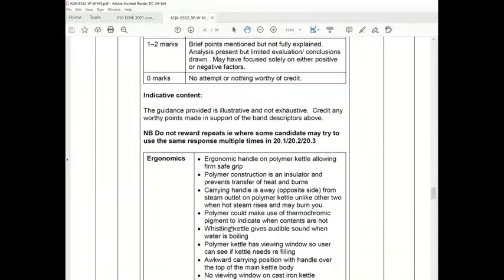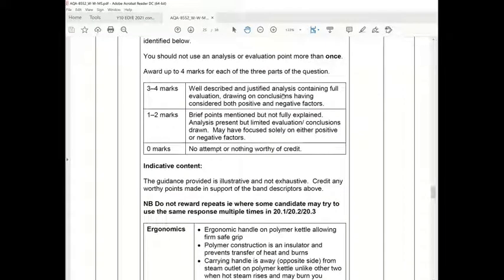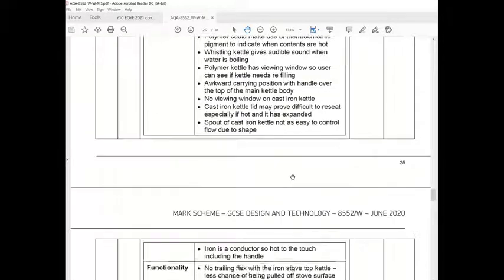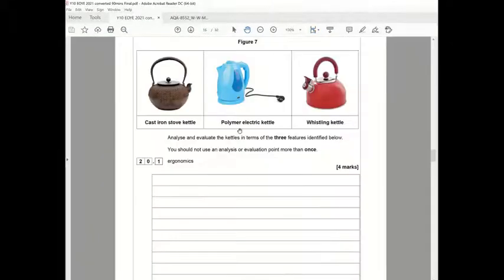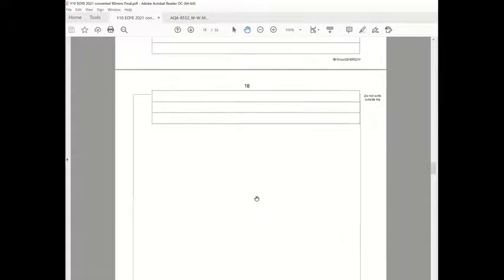What we haven't really done is well described and justified analysis. Justified analysis containing full evaluation, drawing on conclusions, having considered both positive and negative factors. Drawing on conclusions. Now that's the mark scheme, and so if you weren't making conclusions, really I was giving you 2 because you were just analysing. So you've got to draw on the conclusions. All right, bit of a learning curve, I think, this. And let's go on to the next question.